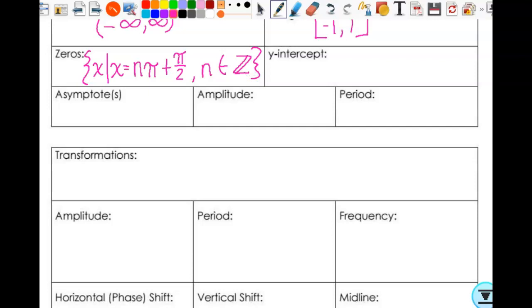Now it looks all weird, but it's pretty much the same thing. We just had to shift it over, right? Just like over there, what did I have to do? I had to shift cosine over, right, to make it look like sine.